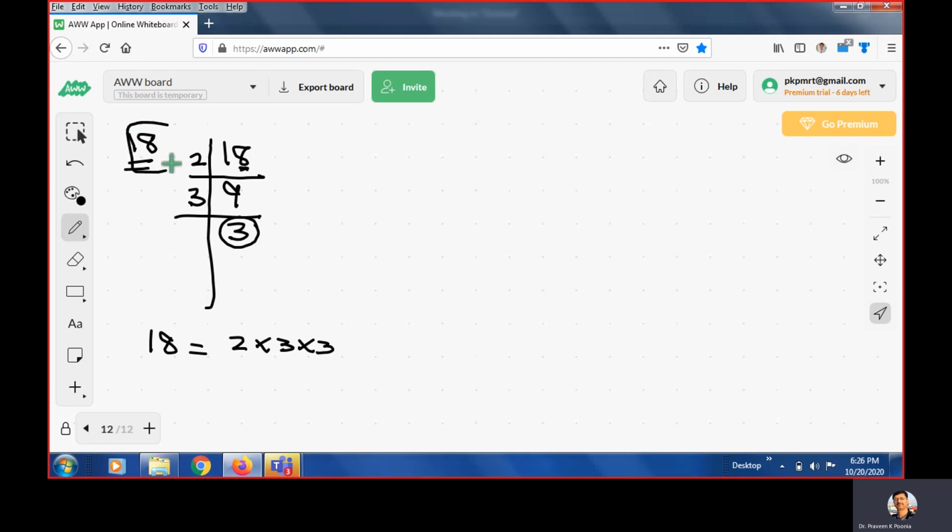Now, if you want to find the prime factors of, say, let us take 42. So how to find the prime factors of 42? Because 2 is here, so we will start with 2. It is 21. 21 is divisible by 3. 2 plus 1 is 3, divisible by 3. So we will divide by 3. It is 7. And 7 is a prime number.